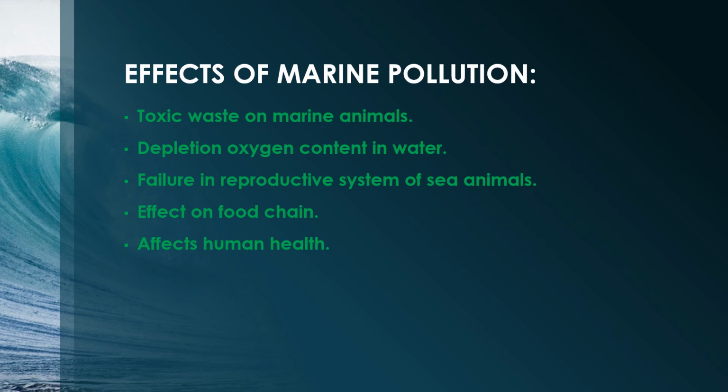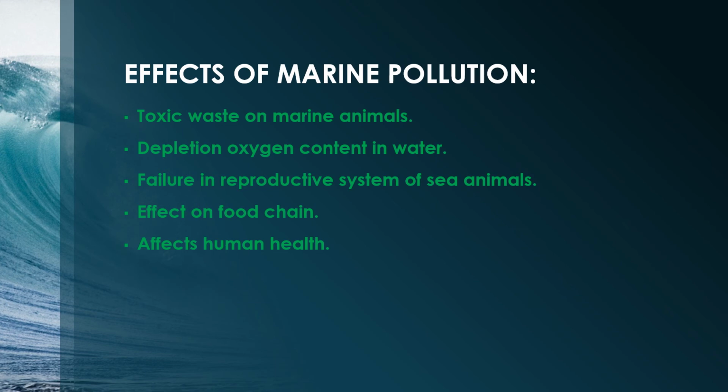Fourth point, effect on the food chain. Chemicals used in industries and agriculture get washed into the rivers and from there are carried into the oceans. These chemicals do not get dissolved and sink to the bottom of the ocean. Small animals ingest these chemicals and are later eaten by large animals, which then affects the whole food chain.